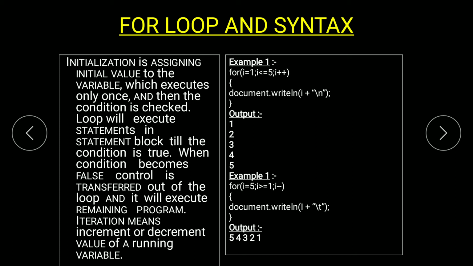Then condition will be checked, and if that condition becomes true, your statement block is executed. When the condition becomes false, control is transferred out of the loop and it will execute the remaining program, right? And what is the iteration? Iteration means nothing but the increment or decrement value of a running variable.